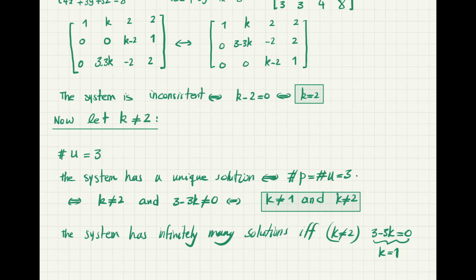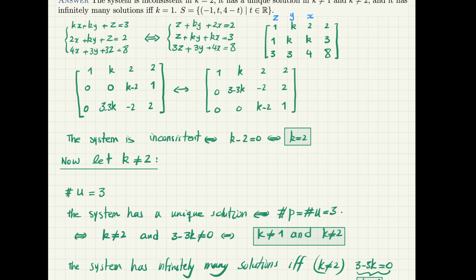This was not the case for having a unique solution. If you just write this one is not equal to 1 and don't write that, that would be wrong. Okay? But when you say that k is equal to 1, it automatically means k is not equal to 2, so you don't need to emphasize it again. So I would say that the system has infinitely many solutions if and only if k is equal to 1.